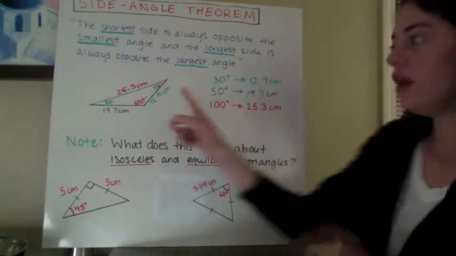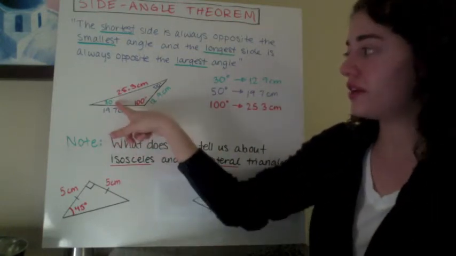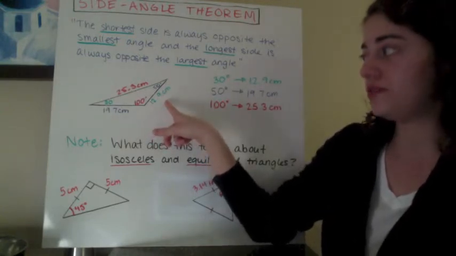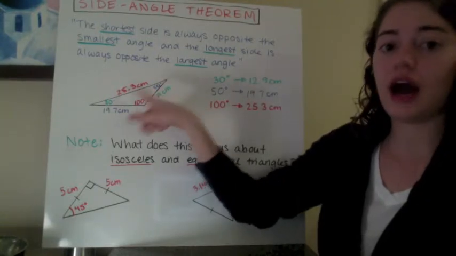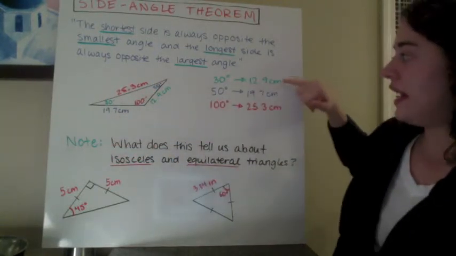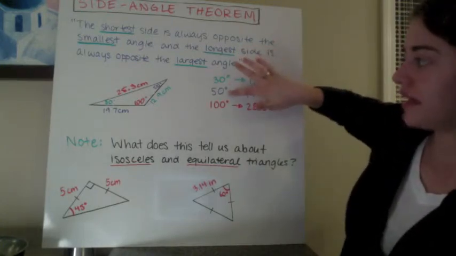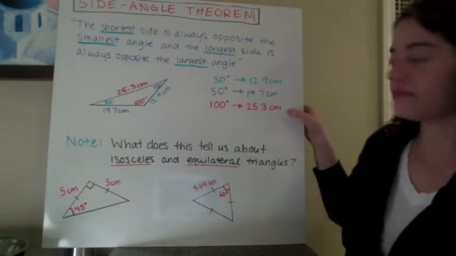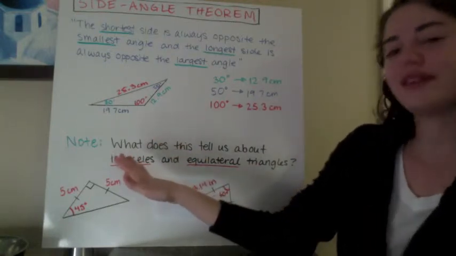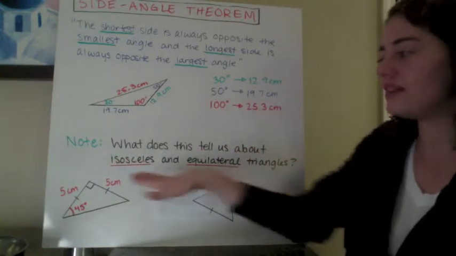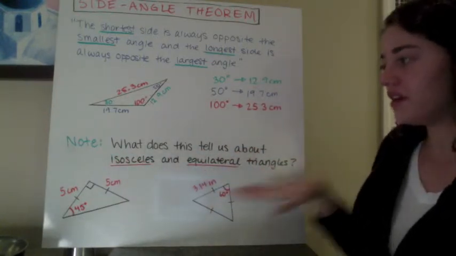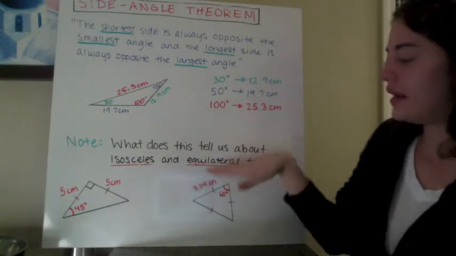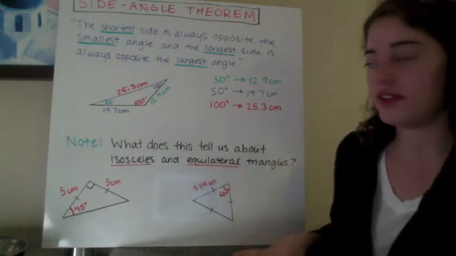They're opposite. The shortest is in green, 30 degrees, and the side length opposite that is 12.9 centimeters. 50 degrees, the side opposite that is 19.7. And as we can see here, as the angles get bigger, so do the side lengths. So let's think about this. What does this tell us about isosceles and equilateral triangles? Remember, isosceles is a triangle where two sides are the same, and an equilateral triangle is a triangle where all three sides are the same.